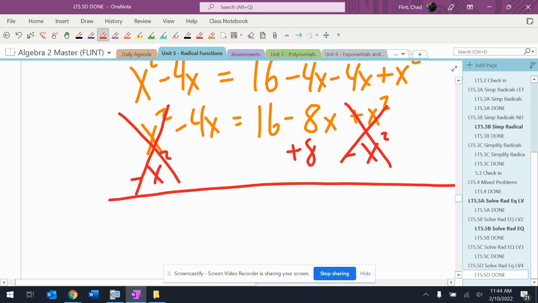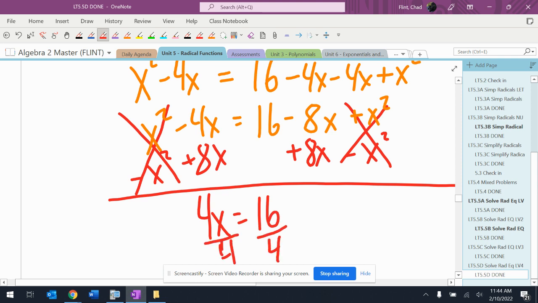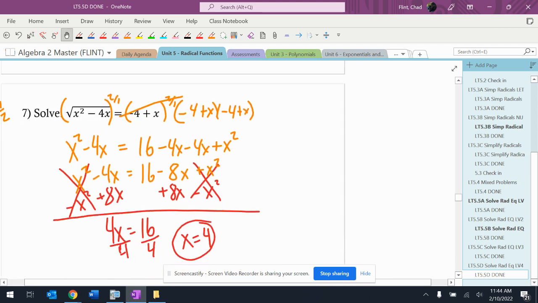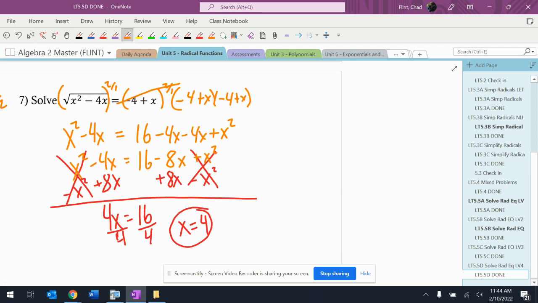I actually want to move the x over here and get 4x equals 16 and then divide by 4. And I'll get x equals 4 as my answer. That I have to check. The x squared's canceled. And again, sometimes things like this happen. So we have to be able to think along the way.